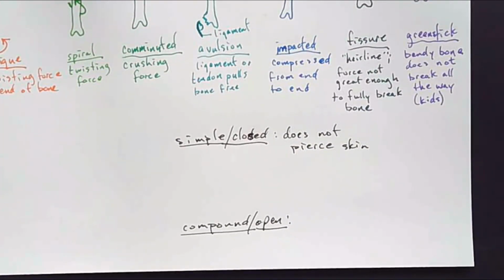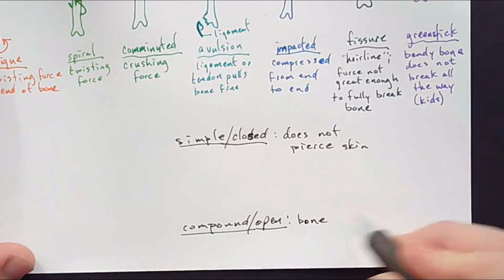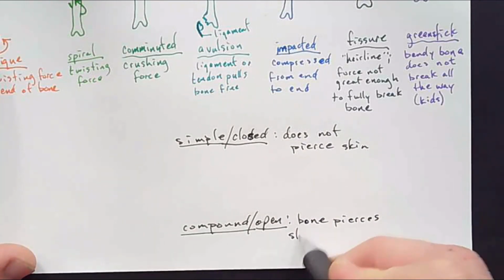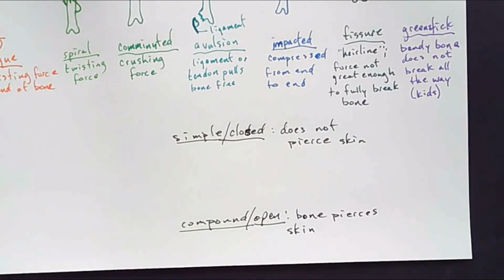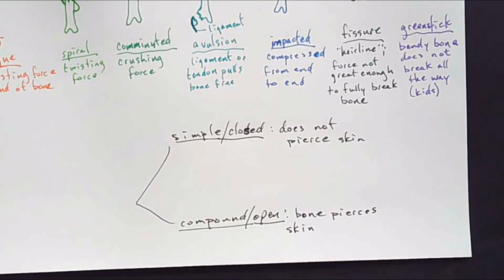Where an open fracture is where the broken bone pierces the skin. And so we call it a compound fracture because now you have more than one injury. You've got a broken bone plus an open wound. And so that's worse. You open it up to infection, right? You don't want to get infection in your bone. Osteomyelitis, that's bad juju.